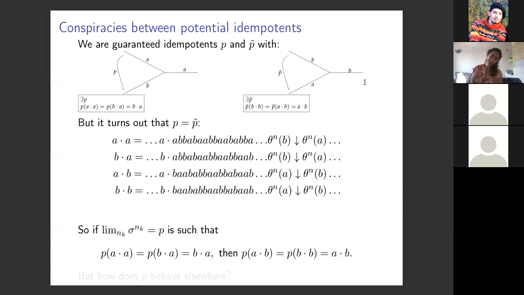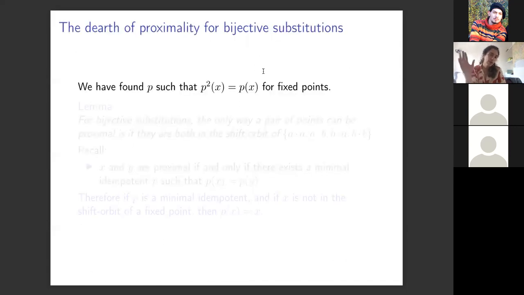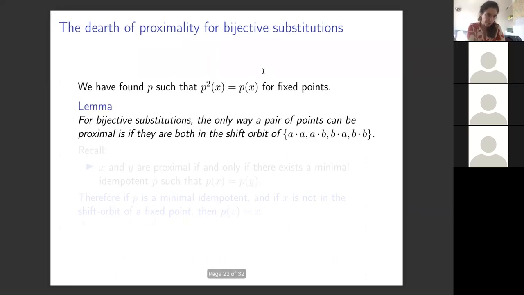So now I know exactly what this idempotent P, which exists, does to my 4 fixed points, but what does it do everywhere else, okay? All right, so what it does everywhere else is very simple. It's not too hard to show that if you have a bijective substitution, the only way a pair of points can be proximal is if they're in the shift orbit of one of the fixed points, or 2 of the fixed points, okay? Otherwise, they're definitely not proximal, no other pair.